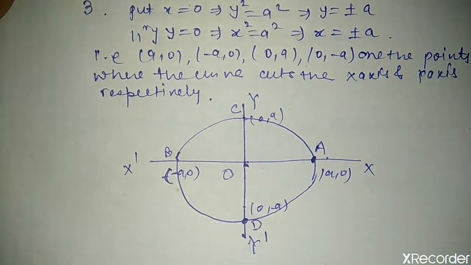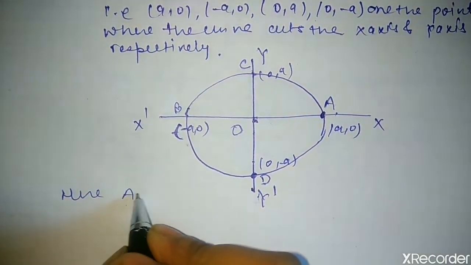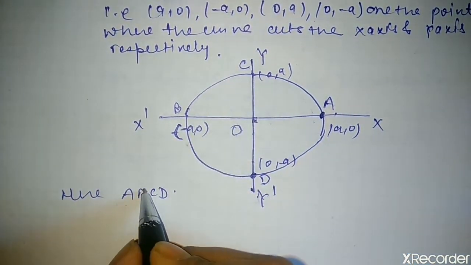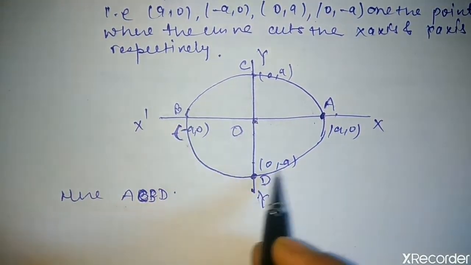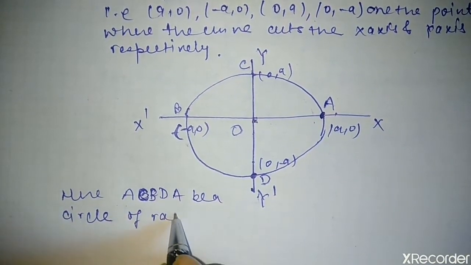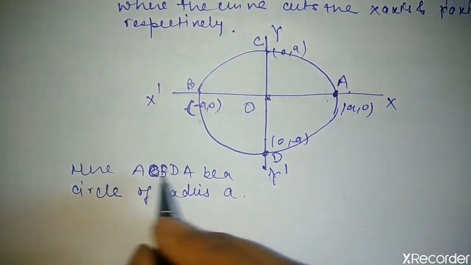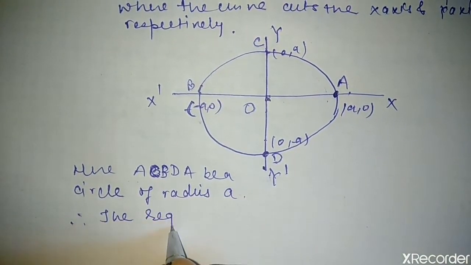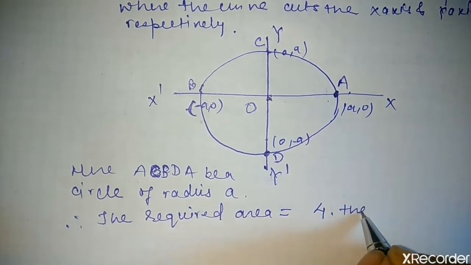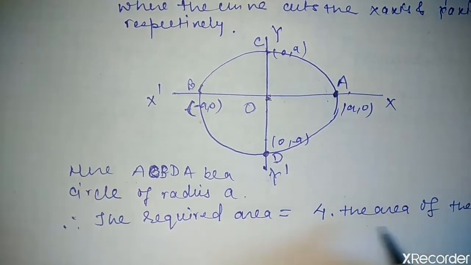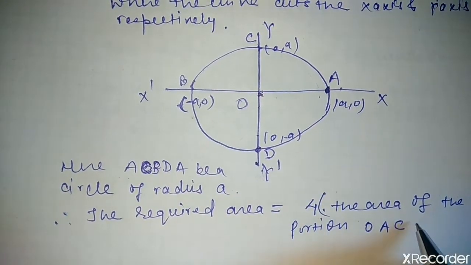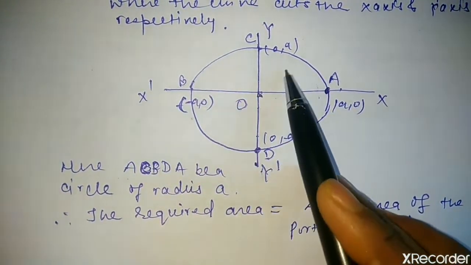So here A, C, B, D, A is a circle of radius small a. Therefore, the required area is equal to 4 times the area of the portion OAC. Why? Because this circle is symmetrical about both the x and y axes.